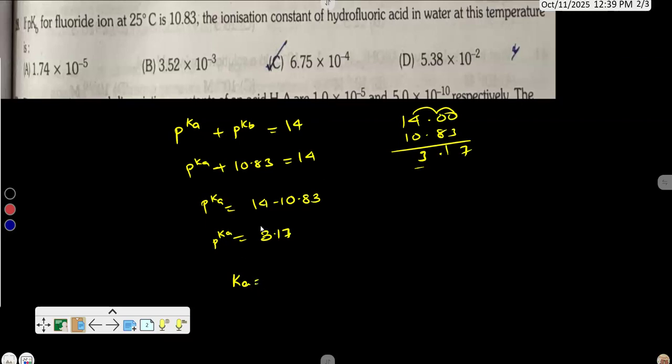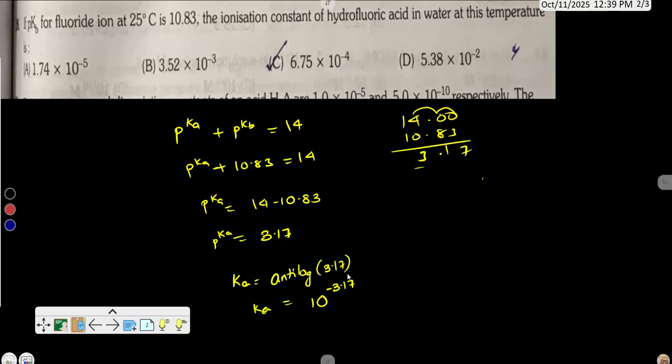Now for Ka, I should take the anti-log of this 3.17. So the anti-log of 3.17 is nothing but 10 to the power of minus 3.17. So 10 to the power of minus 3.17 is the Ka, but the answer is not given like that. He has given it in some other terms. How do we do this?